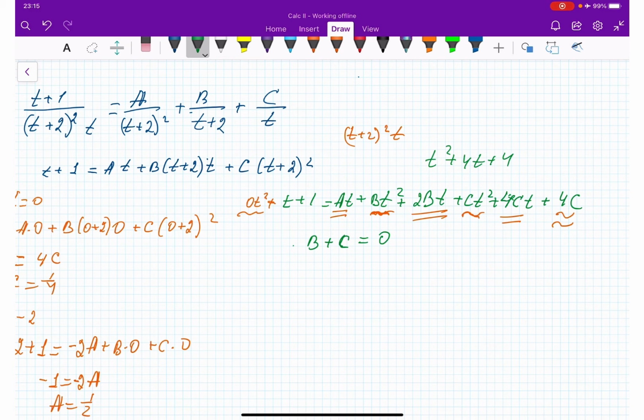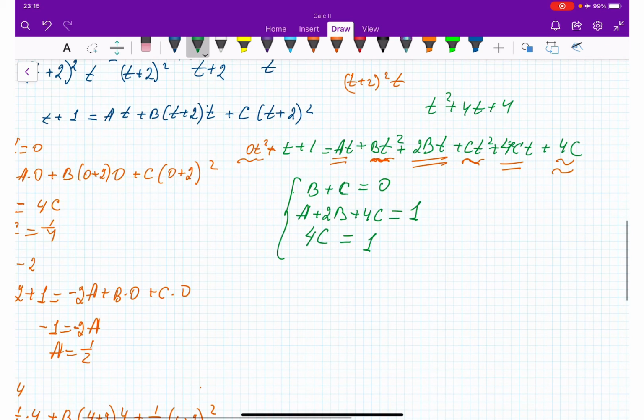Next, with t to the first power, we have at, 2bt, and we have 4c, which is going to be a plus 2b plus 4c, and on the left side, the coefficient of t is 1. Yes? And 4c, it doesn't have any common factor with any other term, is equal to the constant term. On the left side, my constant term is 1. Okay, so I need to solve this system of equations.